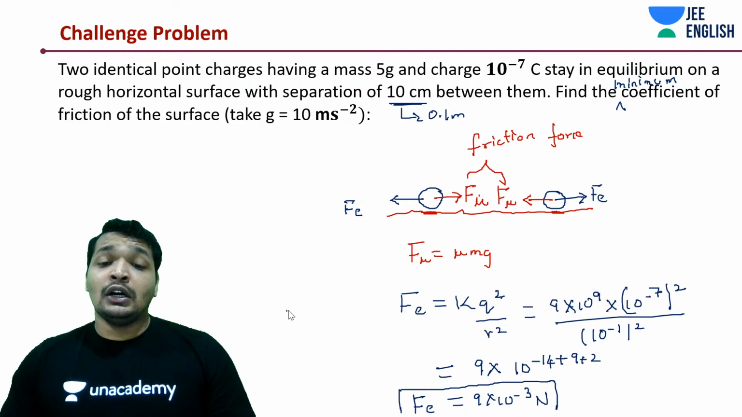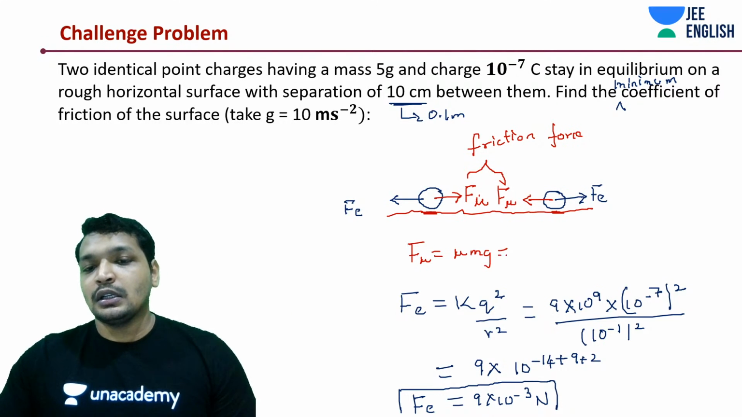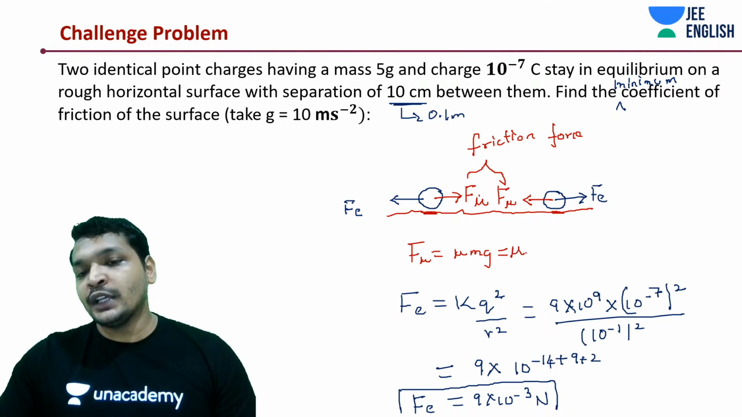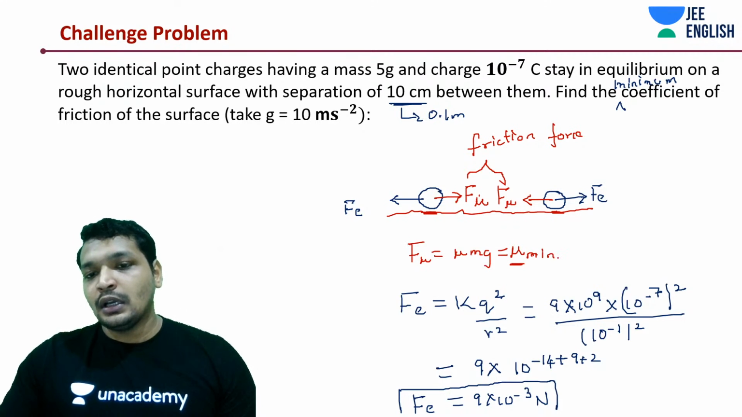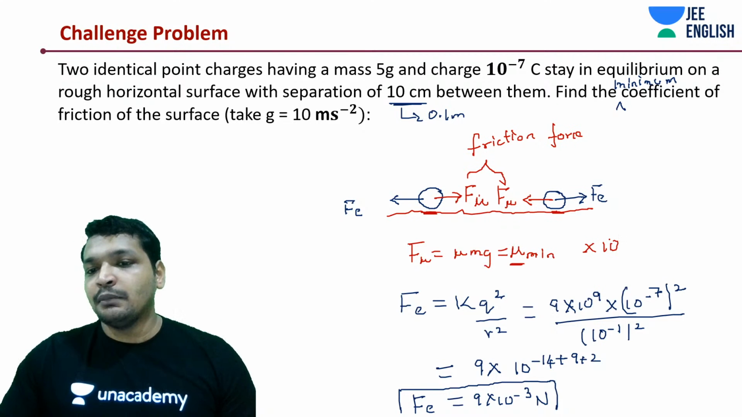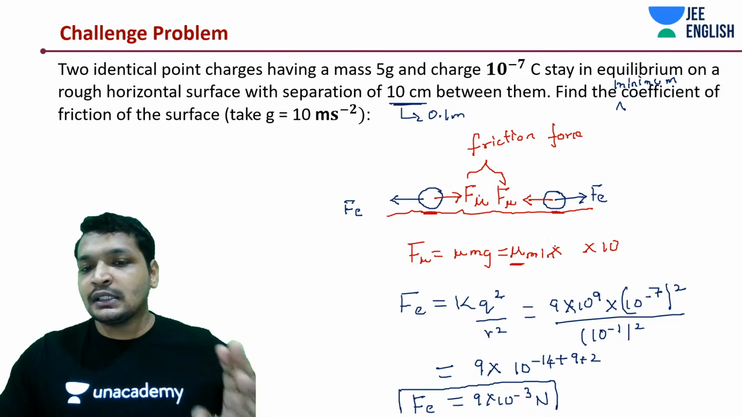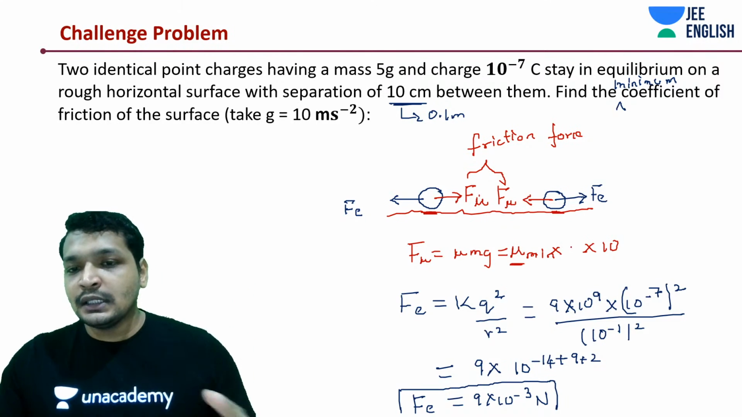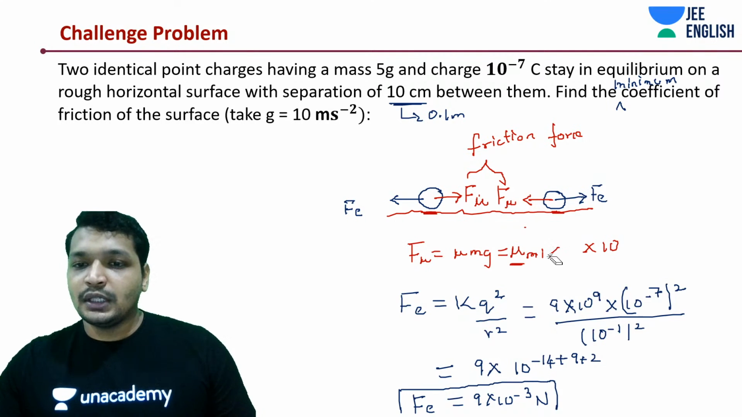Now, how much mass is it? We don't know mu yet, we don't know the coefficient of friction, what is the minimum coefficient of friction, and they told us to take 10 meters per second squared as the gravitational acceleration. What about the mass? It is 5 grams. Okay, let's do a thing.